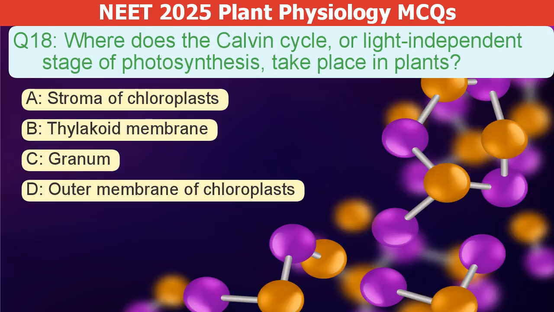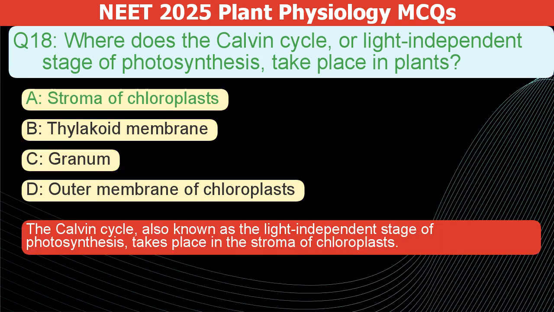Where does the Calvin cycle, or light-independent stage of photosynthesis, take place in plants? A. Stroma of chloroplasts. B. Thylakoid membrane. C. Granum. D. Outer membrane of chloroplasts. The correct answer is A. The Calvin cycle, also known as the light-independent stage of photosynthesis, takes place in the stroma of chloroplasts.